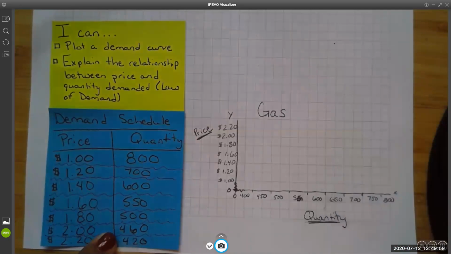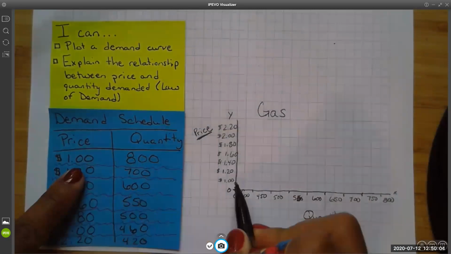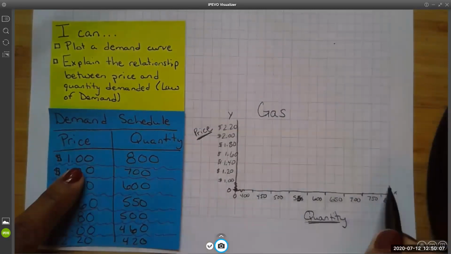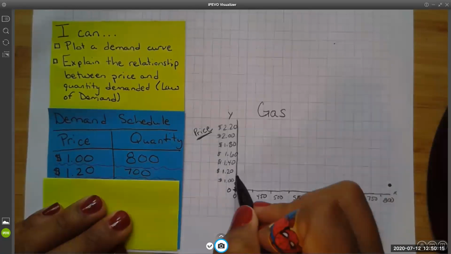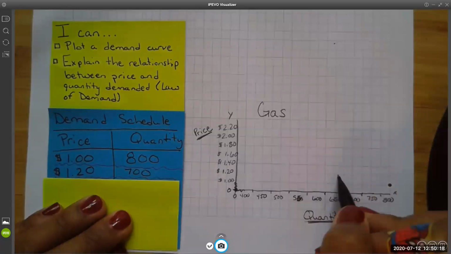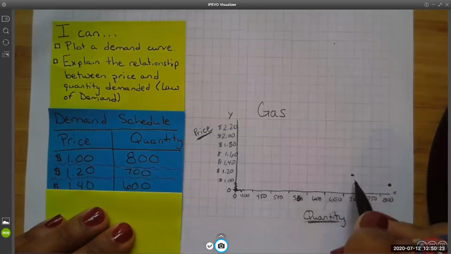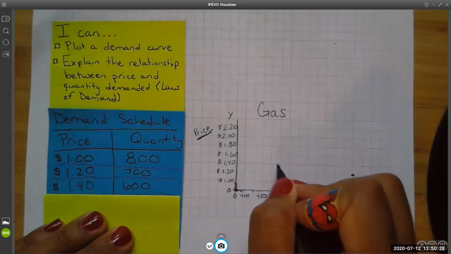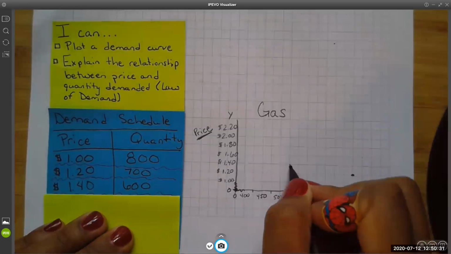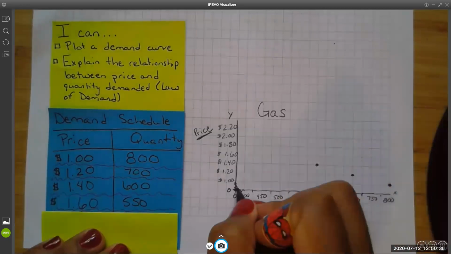Okay, so at $1, there's going to be 800 quantity demanded. So at $1, go all the way over to the 800 and put that dot there. See? And then at $1.20, I need to go all the way over to 700. I'm still in that $1.20 spot, and at $1.20, 700 is being demanded. So each of these dots represent how many are being bought at each price. Remember that the price is changing the quantity demanded.